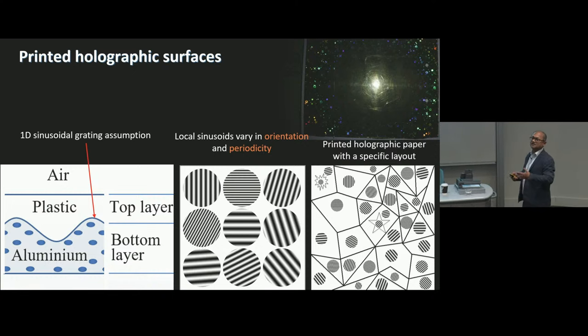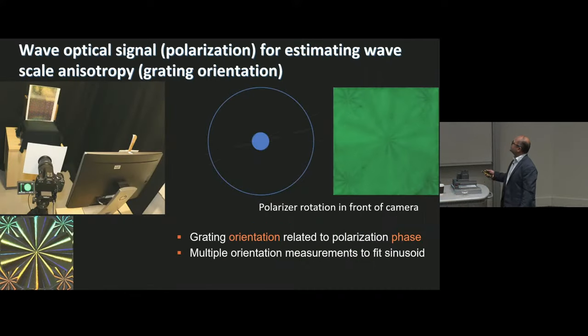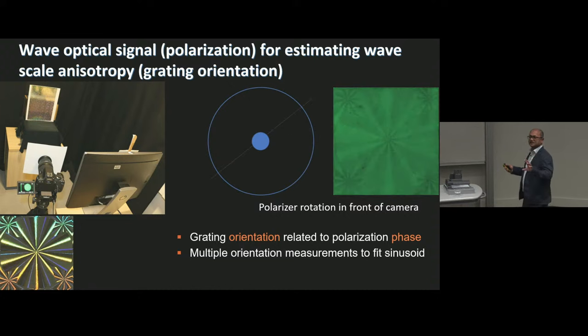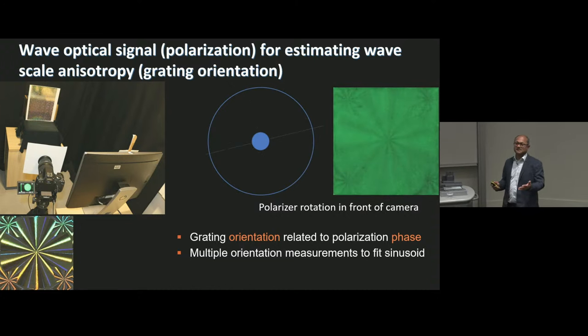The orientation and the phase of these essentially printed sinusoidal grating structures. So to do this, we again look at polarization imaging, but in this case, in a novel way, we want to exploit the wave optics aspect of polarization to reason about a wave optics effect, in this case, the anisotropy of the diffraction grating itself.